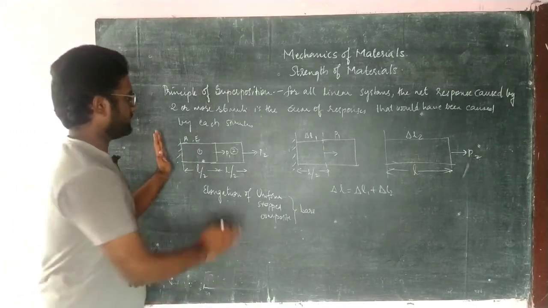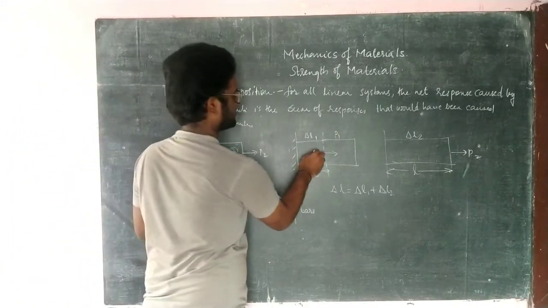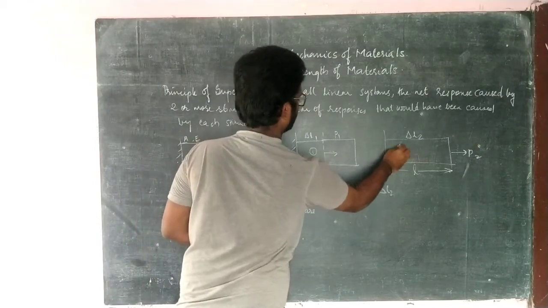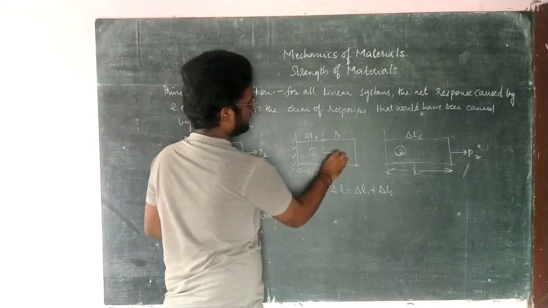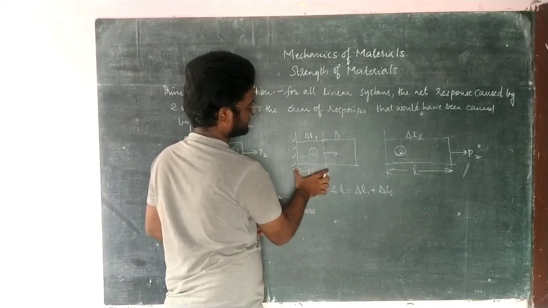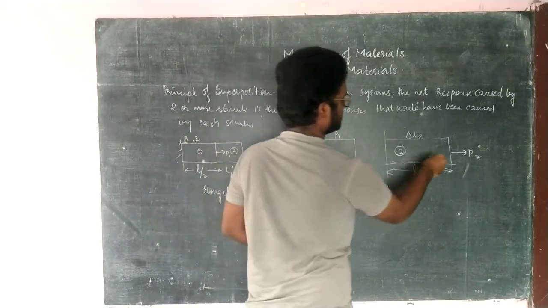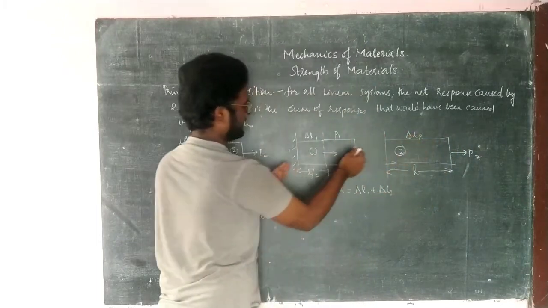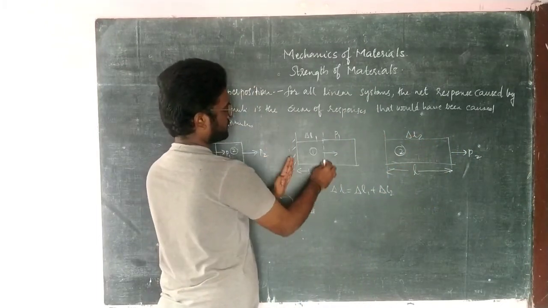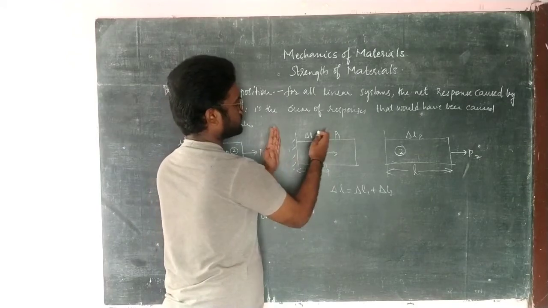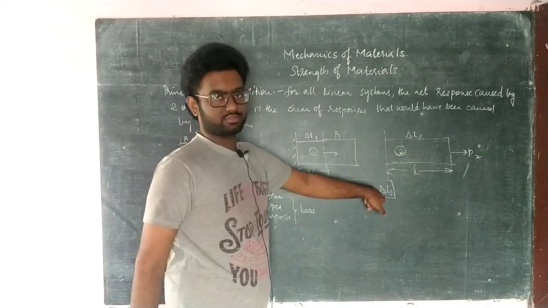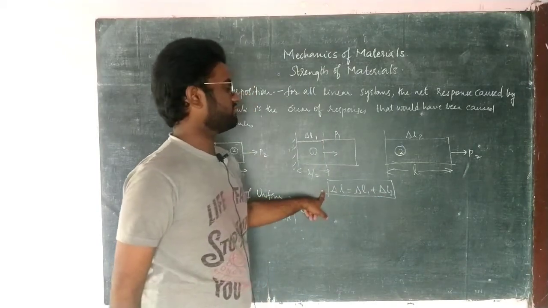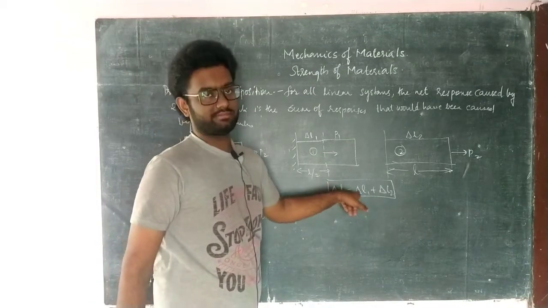Okay, similarly if you take this part one by one, so this is part 1 and this is part 2. Here P1 is going to take place in this direction and this distance is L by 2, and here P2 is taking place in this direction, and the deformation caused here is delta L2. Here the deformation which is going to be caused is delta L1. So this is the net deformation: delta L is equal to delta L1 plus delta L2.